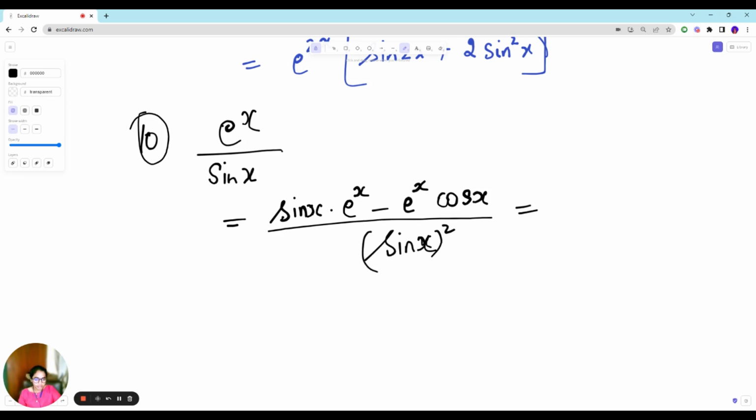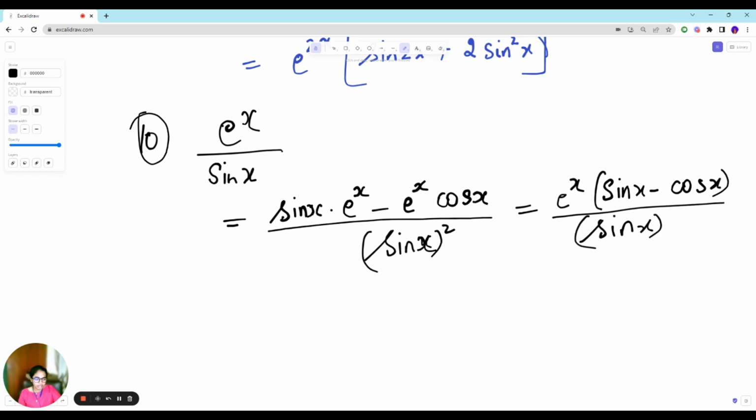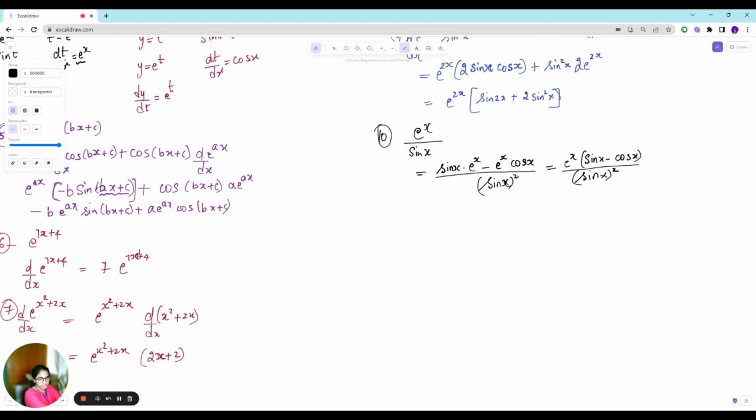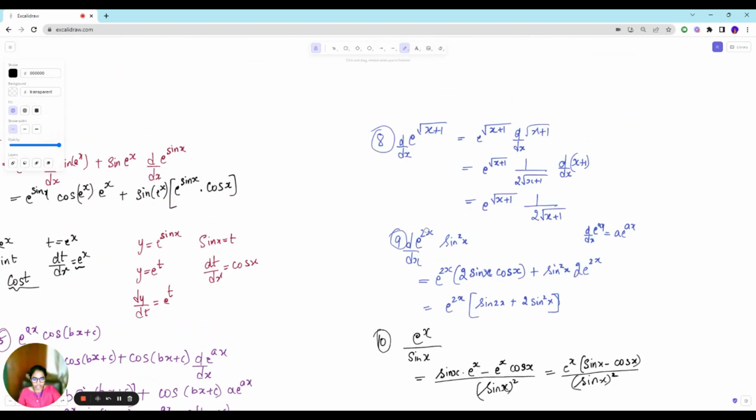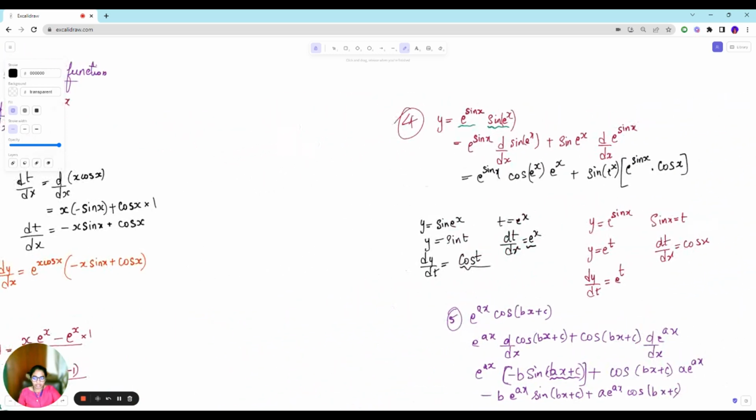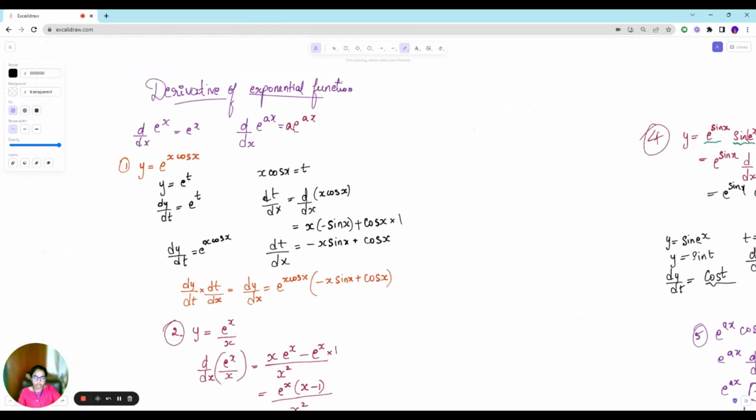Okay, so what is my final answer? That is e power x into sin x minus cos x divided by sin x the whole square. Okay, so what did we study in this lecture? We studied or we solved some problems on exponential functions. Yes, that is, we found some derivatives of exponential functions.